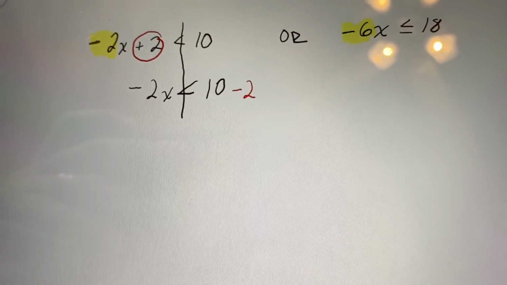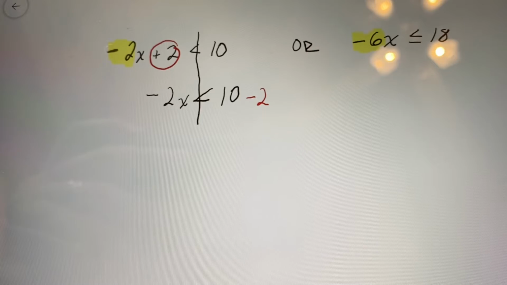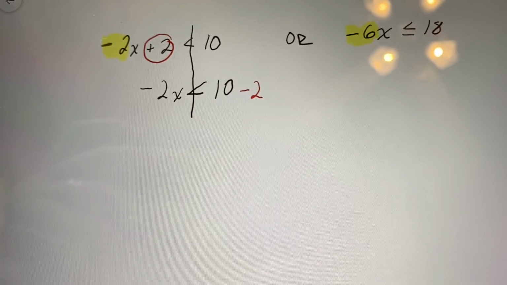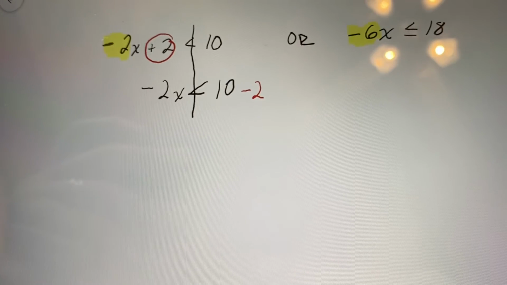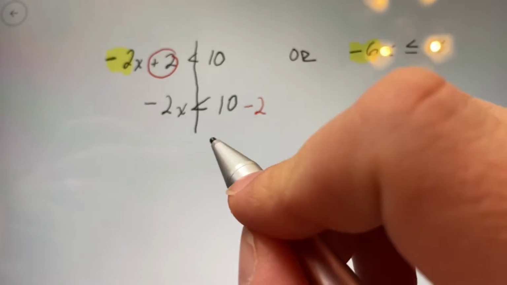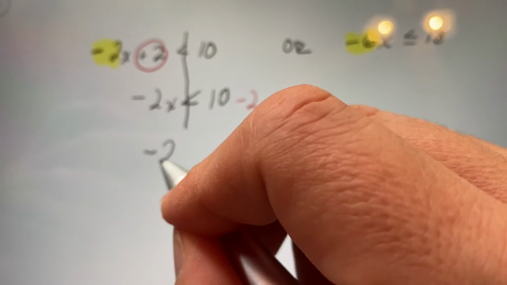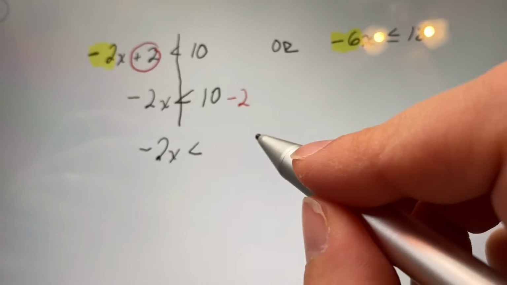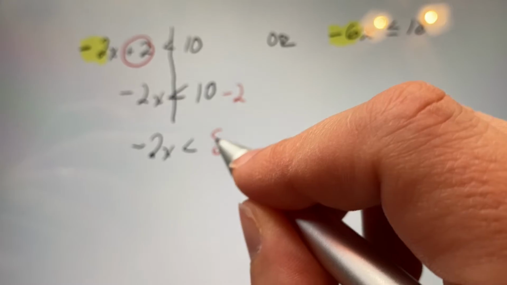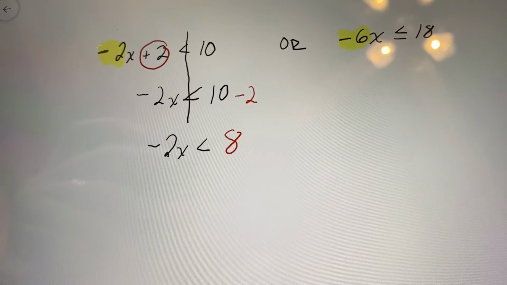Okay, so what I'm going to do now is combine terms. So 10 minus 2 will give me 8. So on the left, I have my -2x, and it is less than 8 on the right. So -2x is less than 8 on the right.